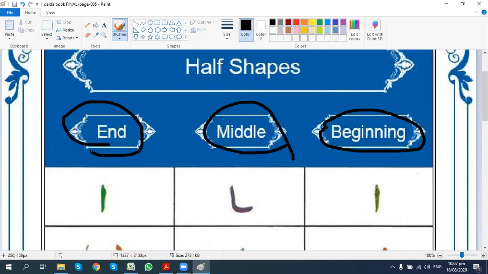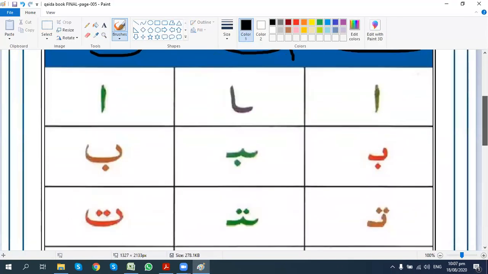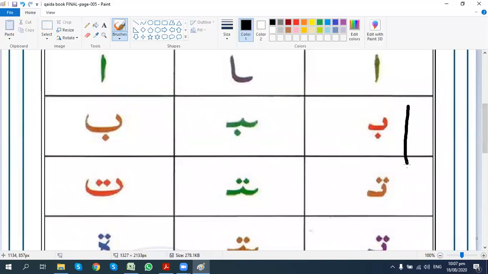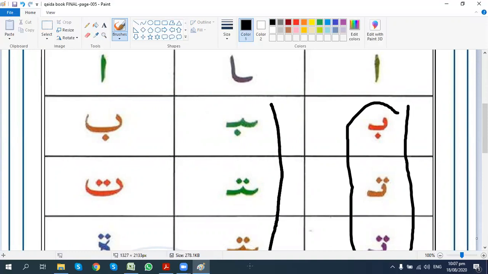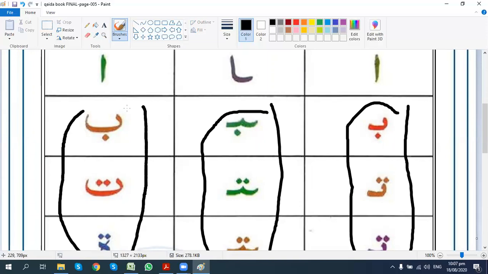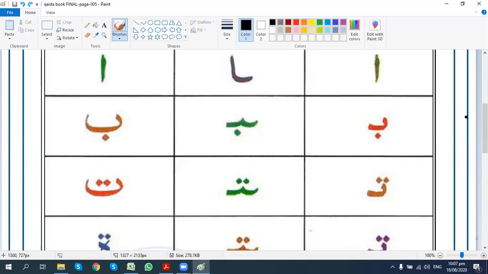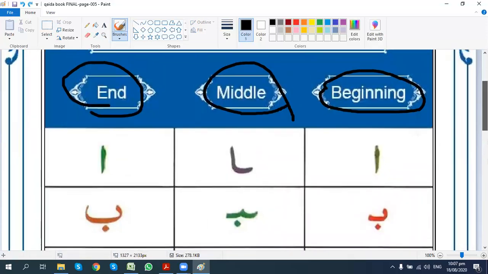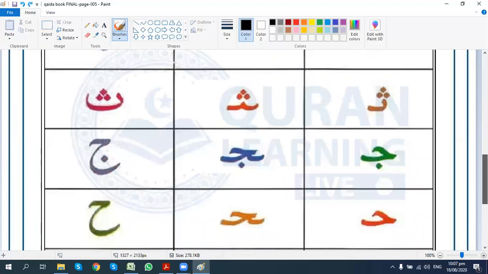What does that mean? It means that whenever the letter comes at the beginning of any word, it will look like this. When the letter comes in the middle of any word, it will look like that. When any letter comes at the end of any word, it will look like that. So this kind of thing you have to understand and teach your students one by one.